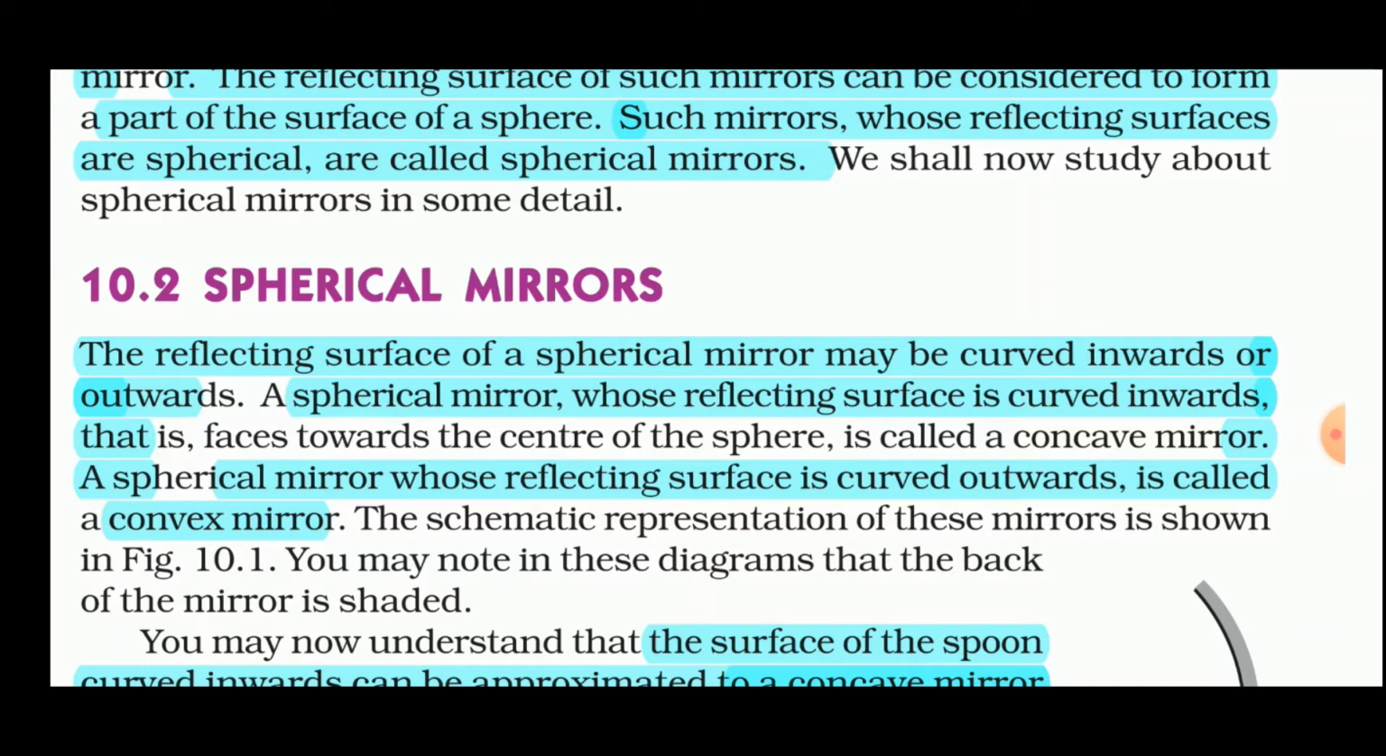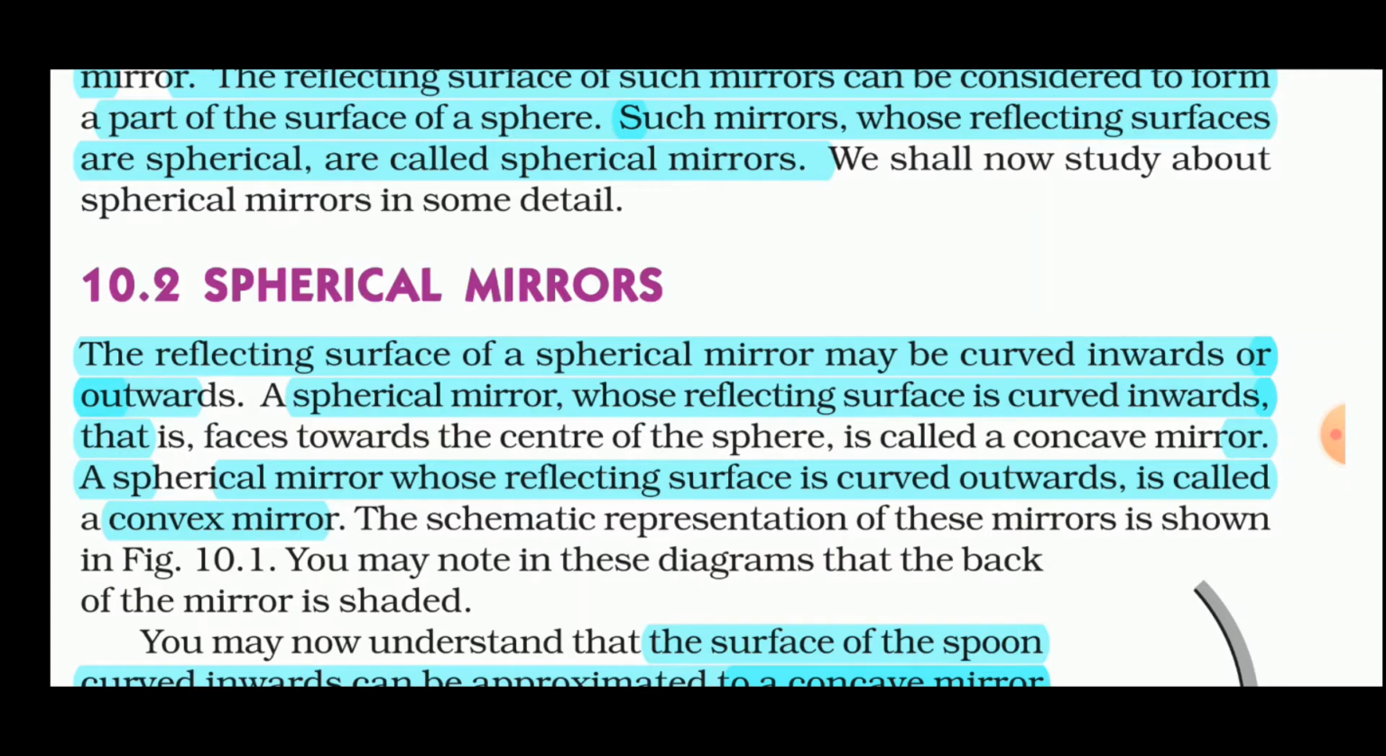Now imagine a sphere, just like a ball, which is painted from outside. So the inner surface will be shining. Now if you cut the surface of that sphere, which is painted from outside and reflecting from inside, that mirror is called the concave mirror. Spherical mirrors are of two types, concave mirror and convex mirror.